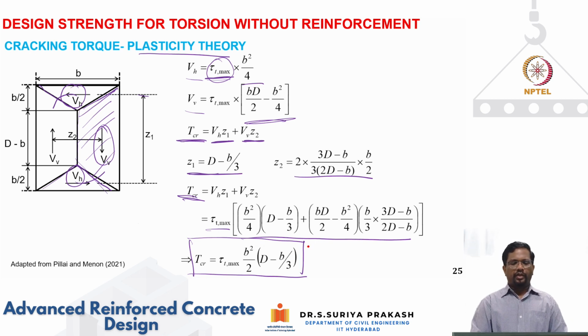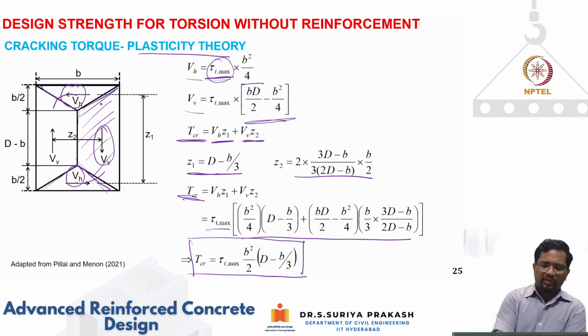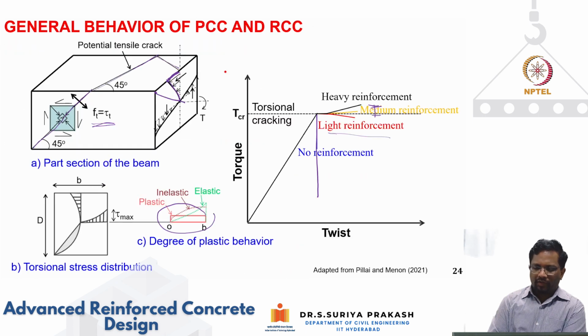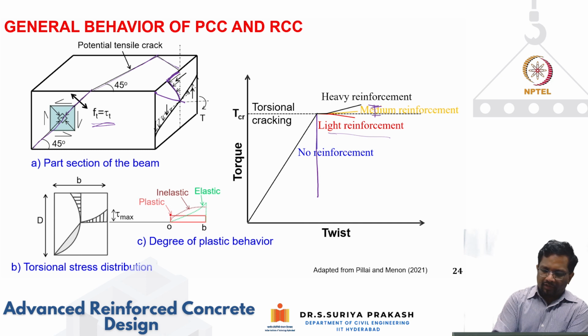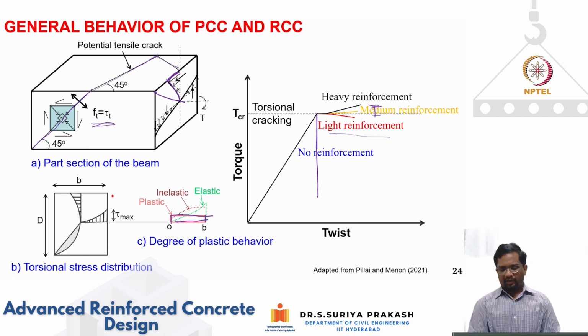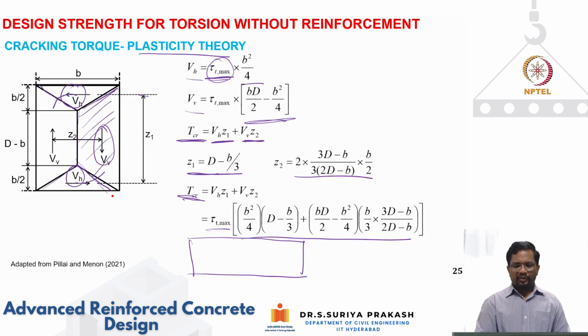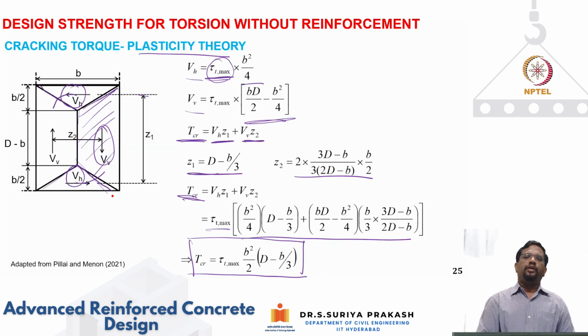Again, we made a very simplified assumption that the entire section is going to resist the maximum shear stress of tau t max. Again, I go back: why is this coming? This is coming from this red color curve, where we have assumed the entire section is going to have the same stress. This is an assumption that I've made to calculate the torsional cracking moment in a simplified way.